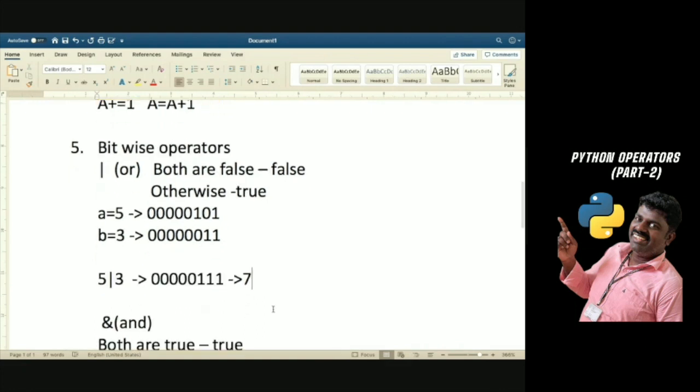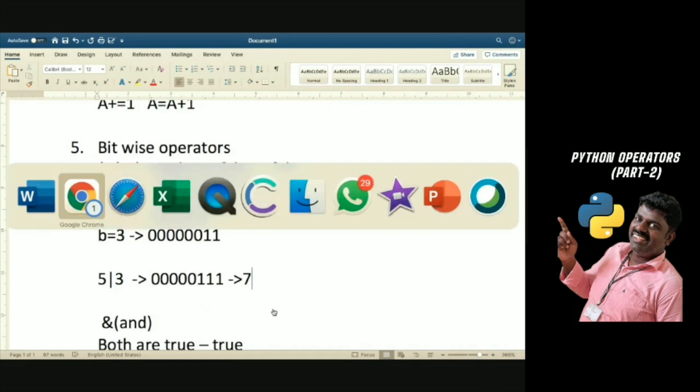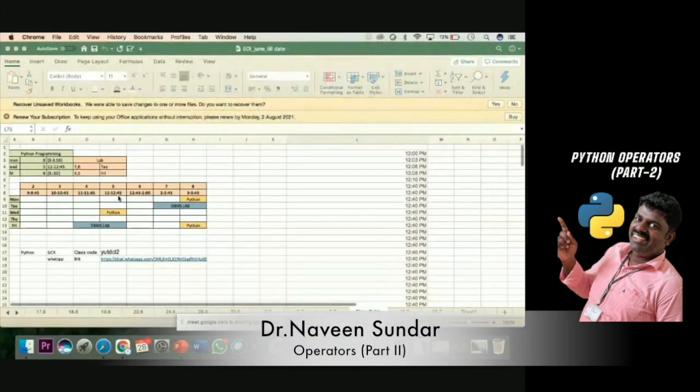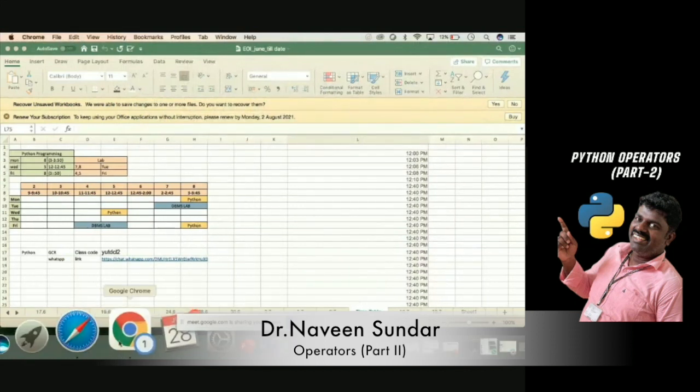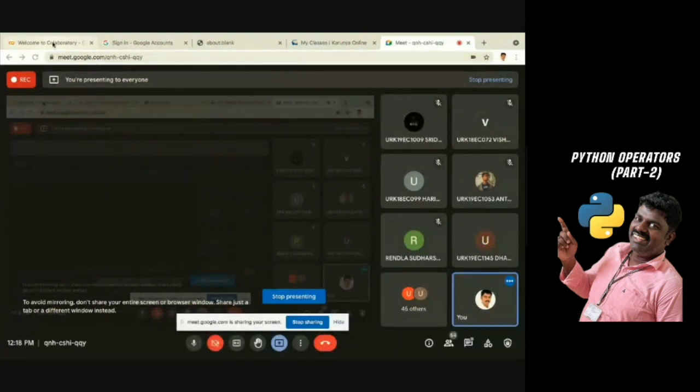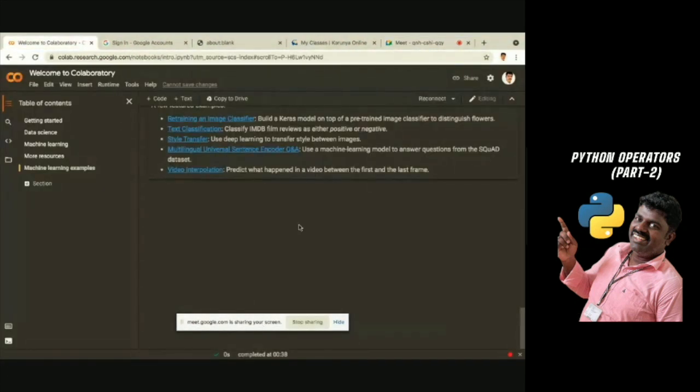Let us check in Colab whether we are getting the answer or not. We are going for 5 OR 3.